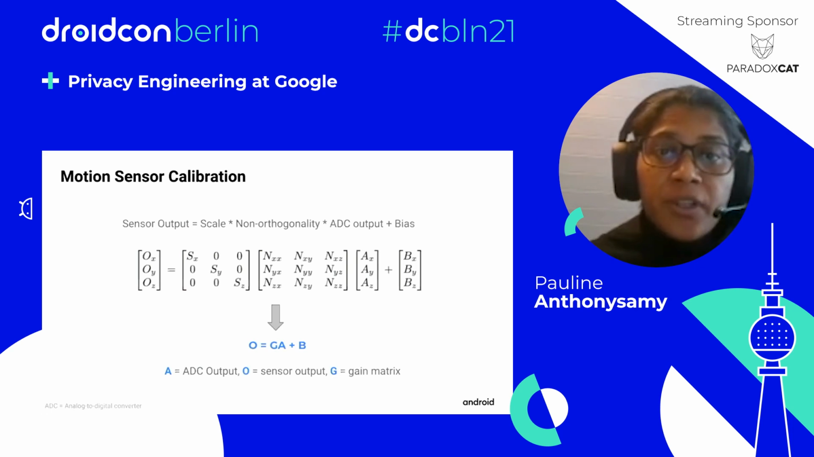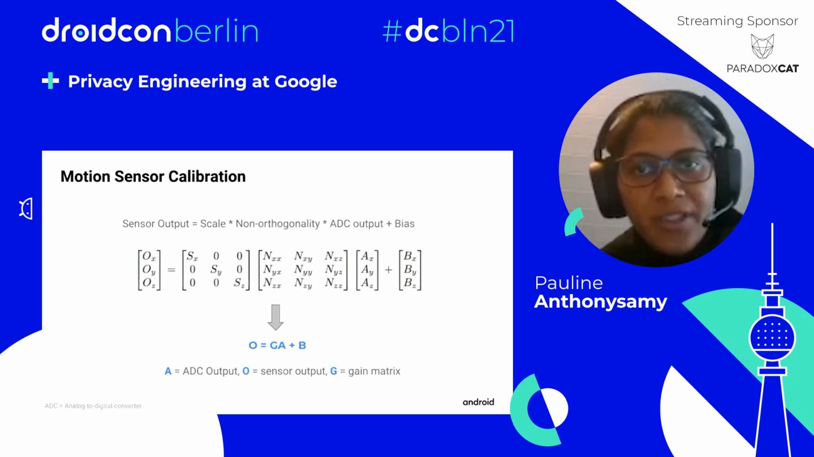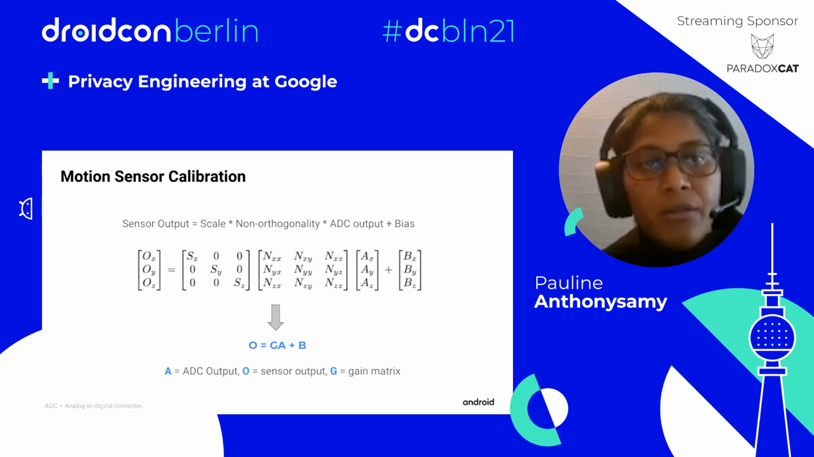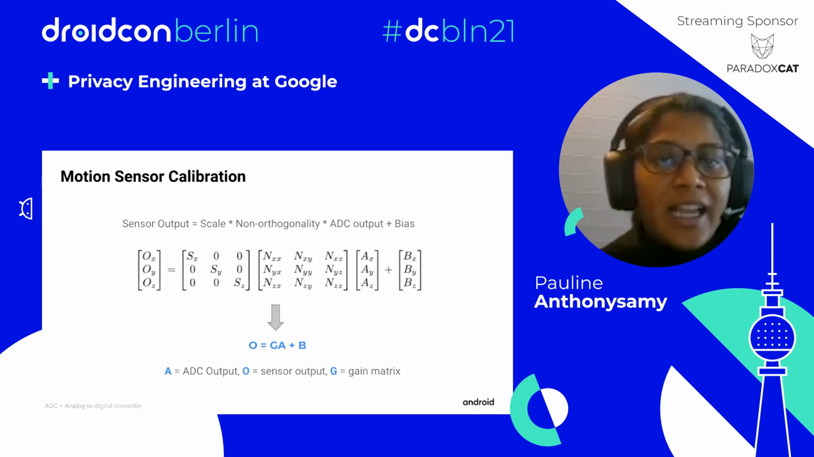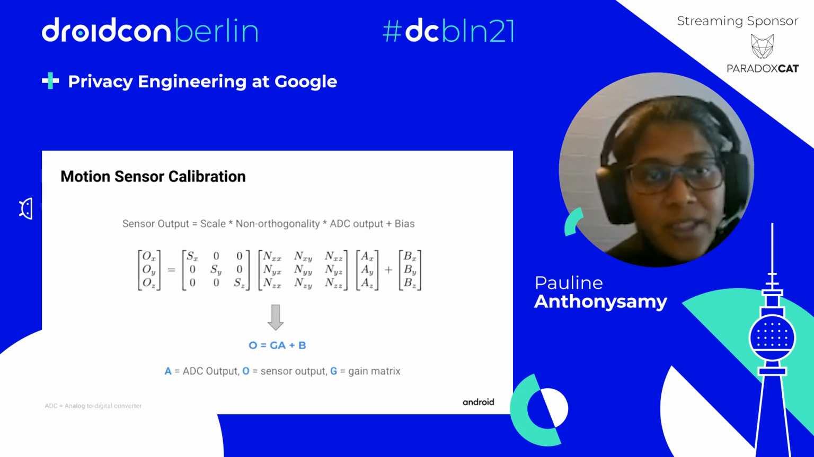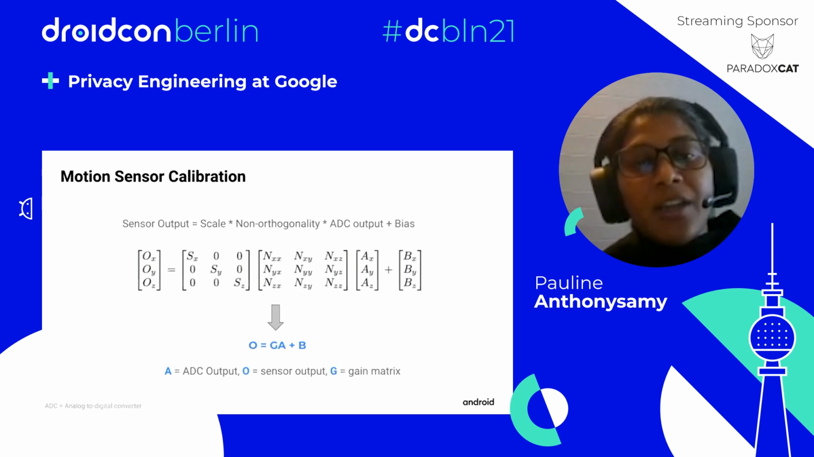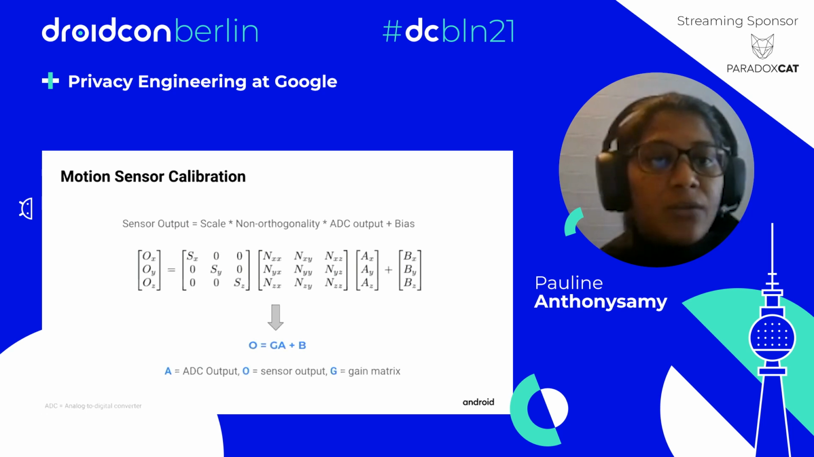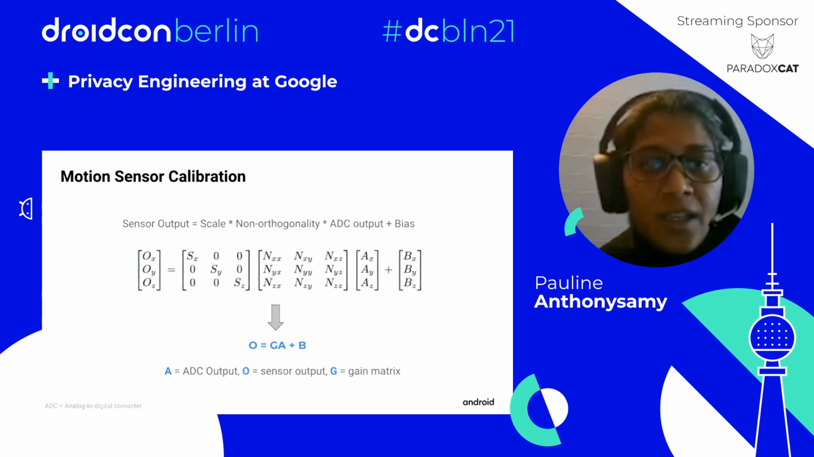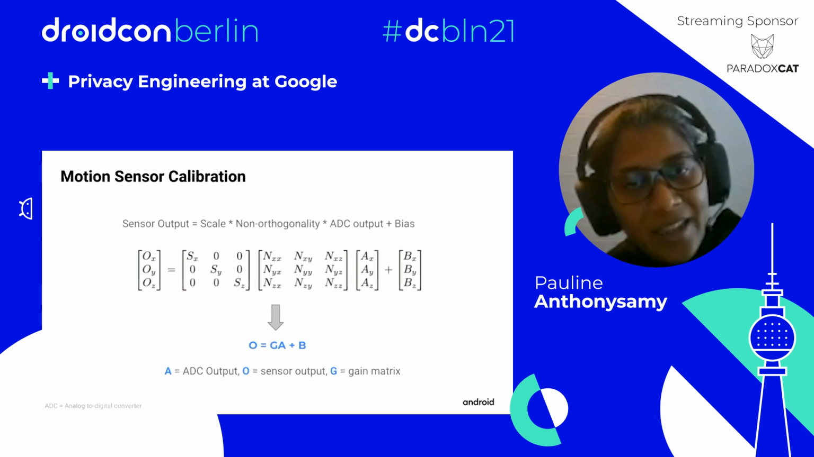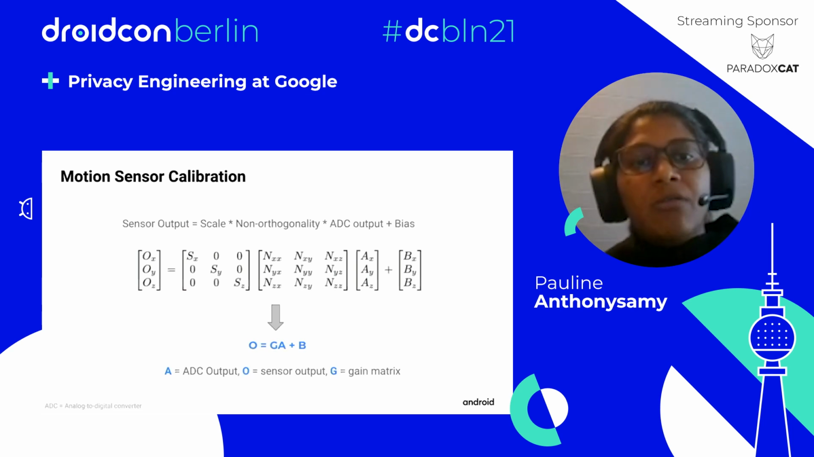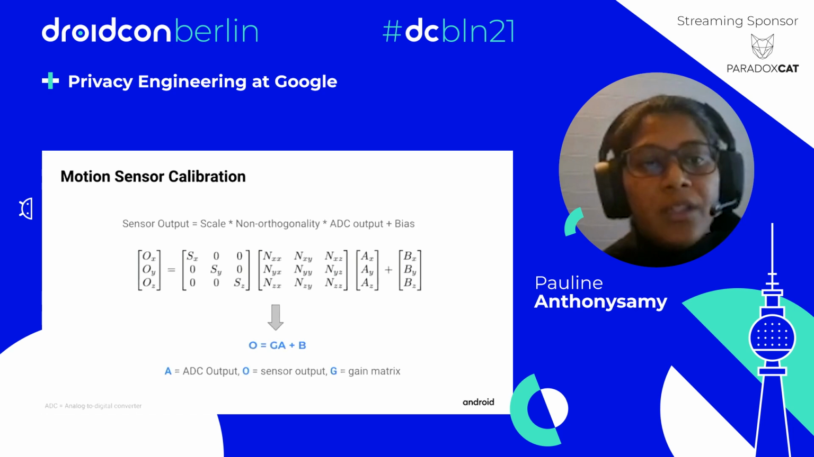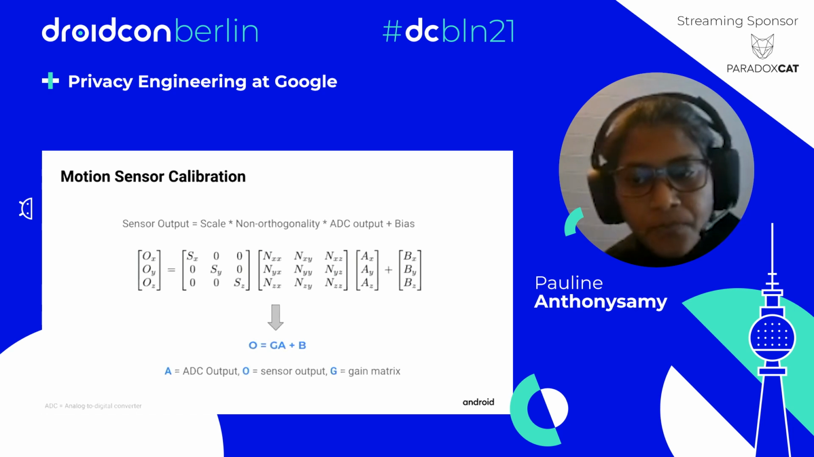Motion sensors first convert the analog measurements to a digital value through analog to digital converters. Then the calibration matrices would be applied to this ADC output to generate the sensor readings based on the formula that I've shown here. So the objective of the attack that was presented is rather straightforward. They just want to recover the value of the gain matrix G.